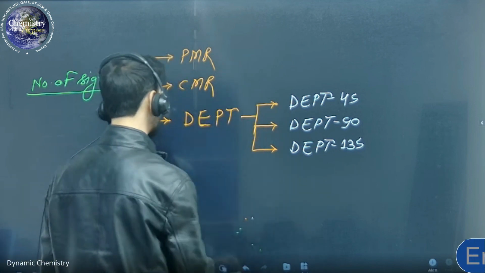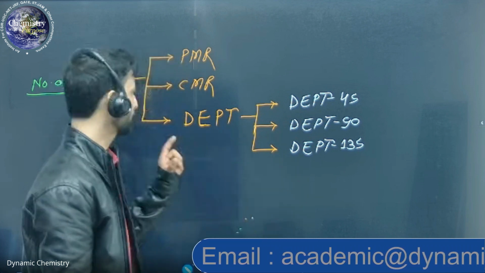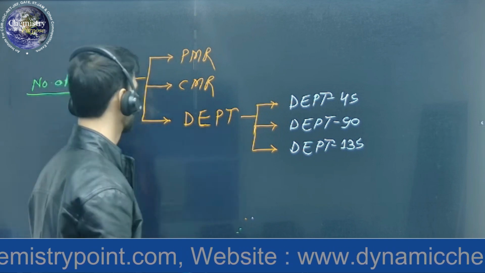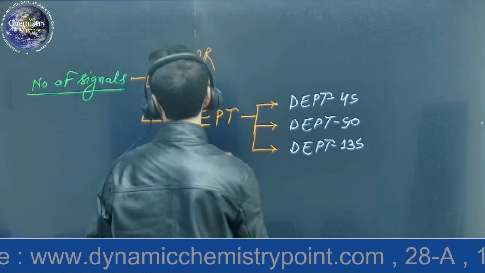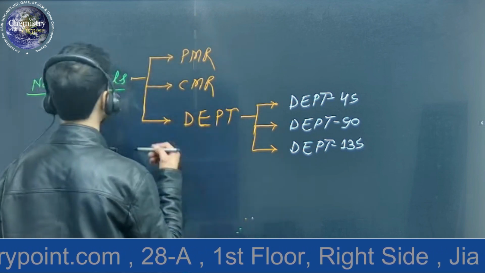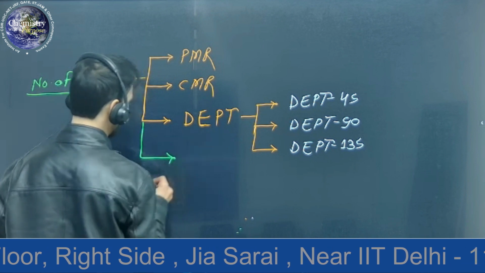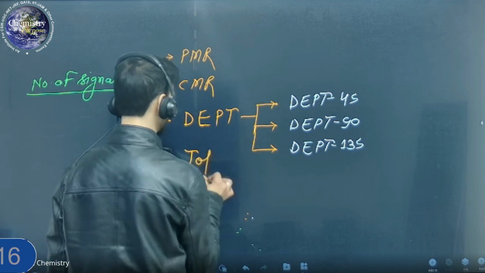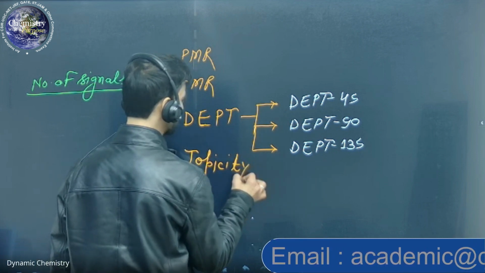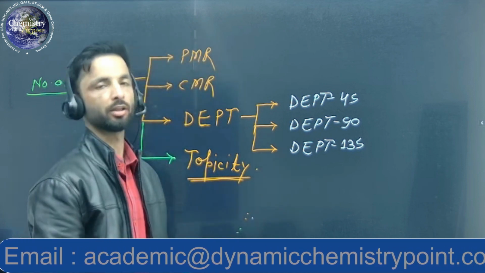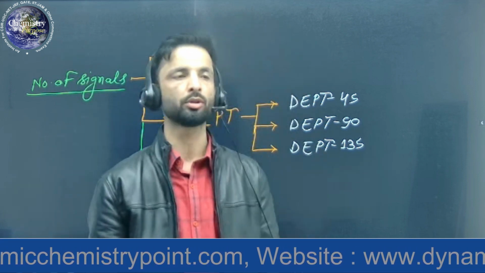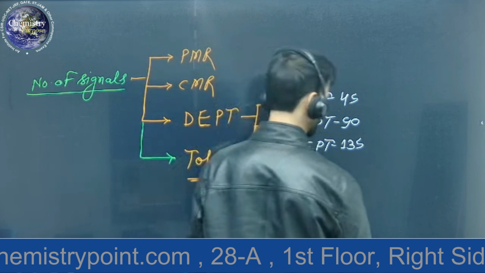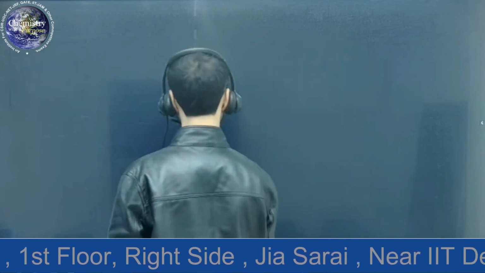And this particular problem is very, very important with respect to NET, JRF, or even IIT GATE, or even JAM. So PMR signal, CMR signal, DEPT signal, and another term involved here is topicity. The complete problem is topicity and signals, just like diastereotopic protons, enantiotopic protons, homotopic protons. So let's take an example.